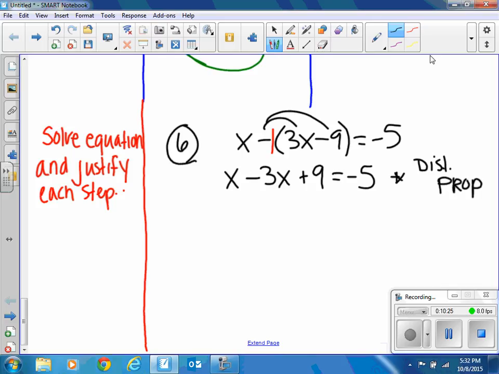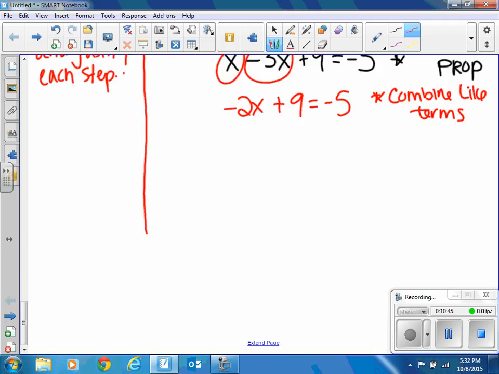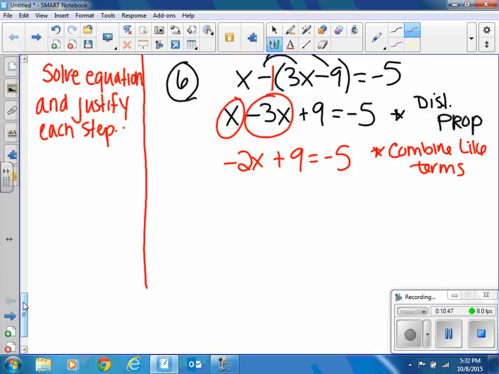Okay, so now we're going to combine like terms. We can combine our x and our negative 3x to a negative 2x plus 9, and that's equal to negative 5. Well, what's that? That is, we're just combining like terms. All right, so as we move down, we know we're going to subtract 9 from both sides.